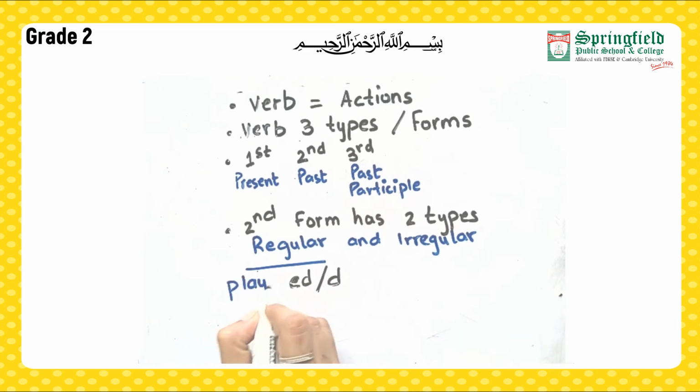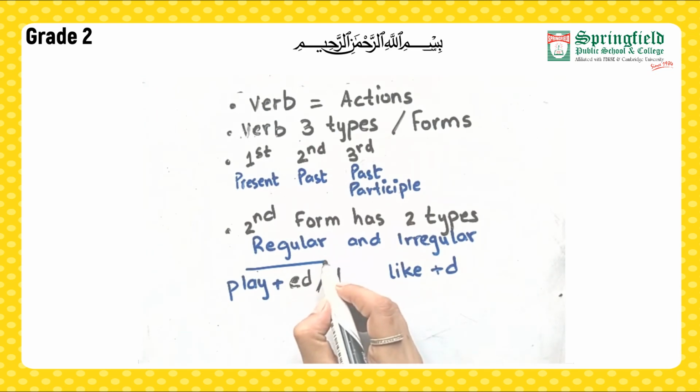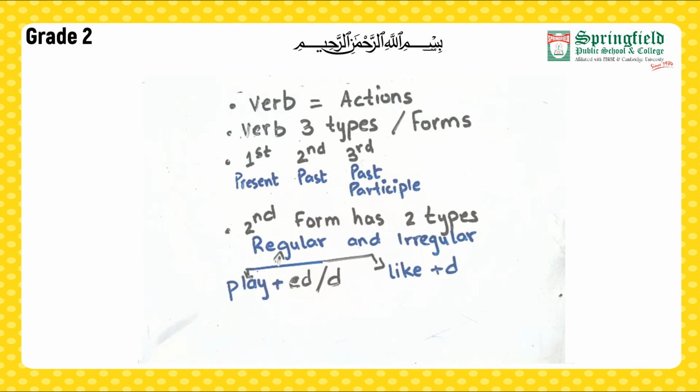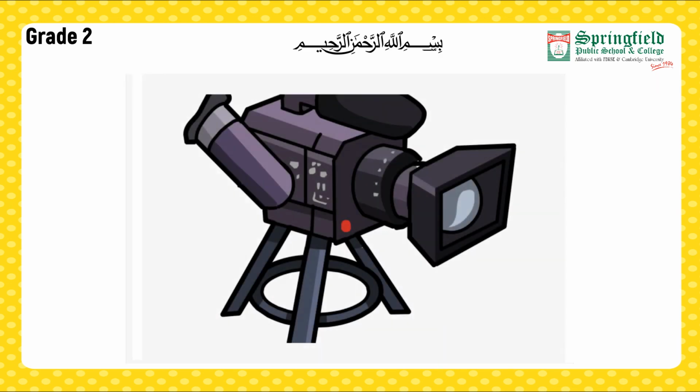play plus ed is played. Okay, and if we have the letter e already with the verb, for example, if the letter e is already there, we are only going to add d to it to make it into a regular verb. Both of these are regular verbs. Okay, and then we learned that we have three types of sentences in past tense: affirmative, negative, and interrogative. Alright, so this is all we have learned, and you must remember, and I hope that you would. Okay, now I have a video for you. Let's watch it and understand it better.